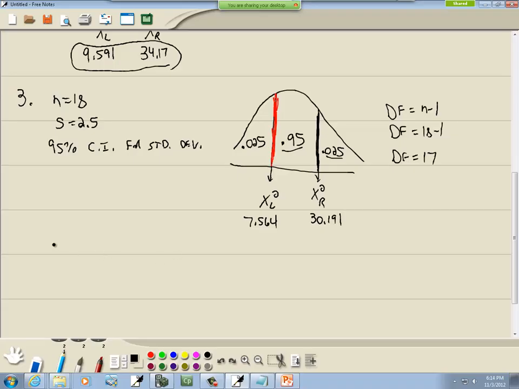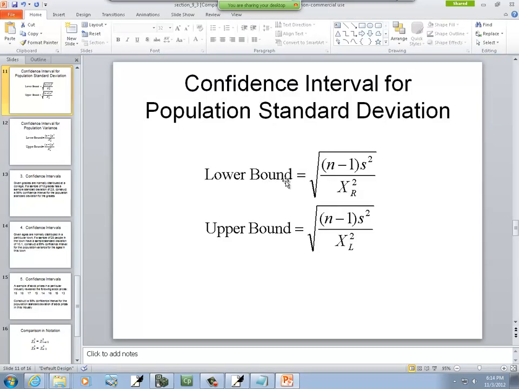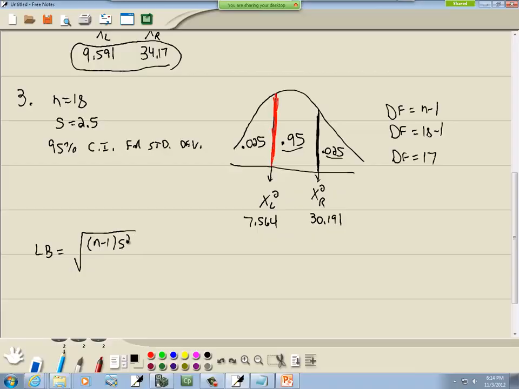Okay, so formula-wise, it says lower bound, we have the square root of n minus 1 times s squared all over our right chi-square. So we got n, which is 18, minus 1, s squared, which is 2.5 squared, divided by our right chi-square, which was 30.191.